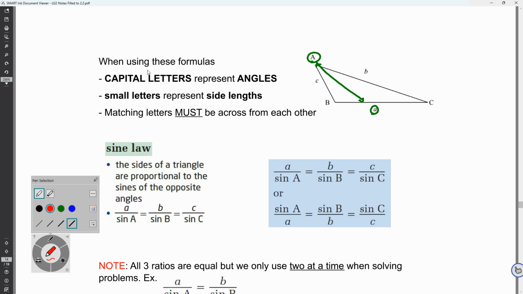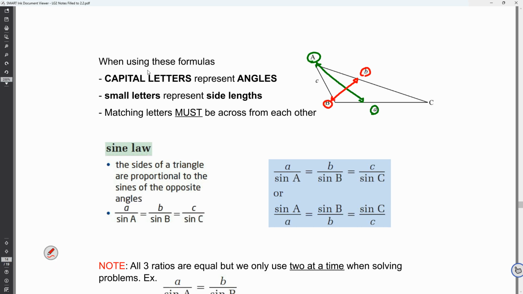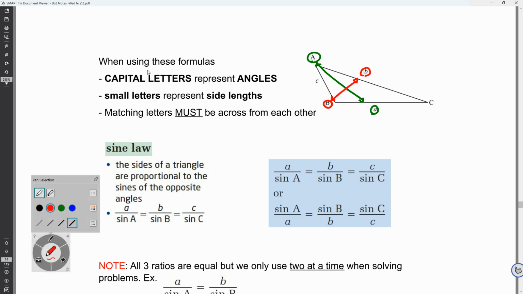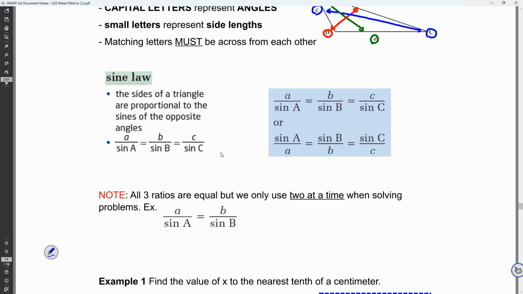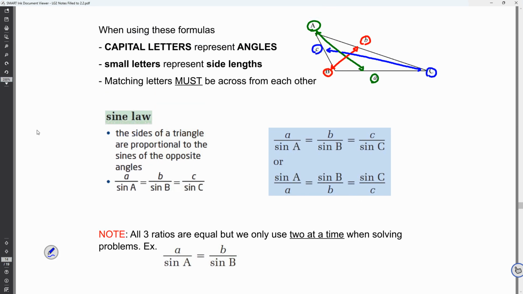So if we know those are across from each other, we're good on this one. Let's check B. The B's are across from each other. That's good. The capital B is on an angle, while the small b is on a side length. Then we check our last one. Capital C is on an angle, small c is on a side length. Are they across from each other? Yes, they are. So we're all good. This is a properly labeled triangle, which means that we can use the sine law.